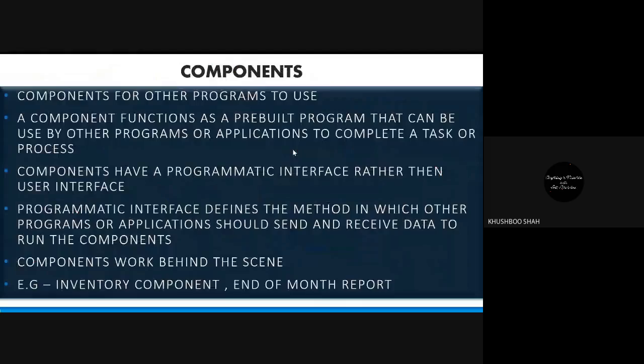Okay. And last we have components. A component functions as a pre-built program that can be used by other programs or applications to complete a task or a process. You have to give me an example, huh? I'm just reading. Components have a programmatic interface rather than a user interface. The programmatic interface defines the method in which other programs or applications should send and receive data to run the components. Can you give an example and explain?